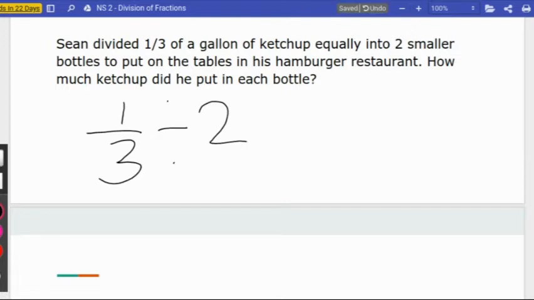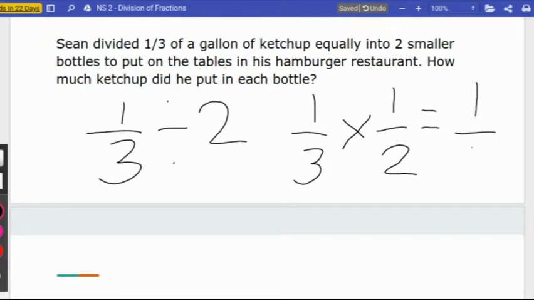So if I'm going to use the standard algorithm, I'm going to change this to multiplication, but I can't change my 1/3 of a gallon that I start with. So I freeze that first fraction, change it to multiplication, and flip the second one. And then I multiply straight across. So I get 1/6. How much ketchup did he put in each bottle? He put 1/6 of a gallon of ketchup in each bottle.